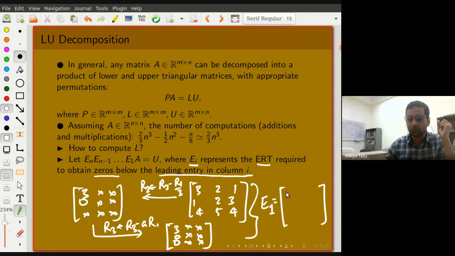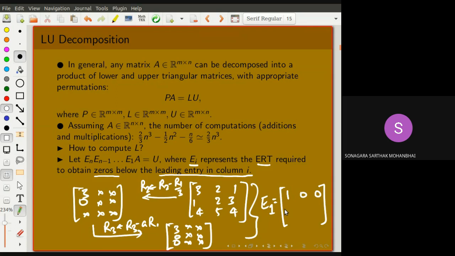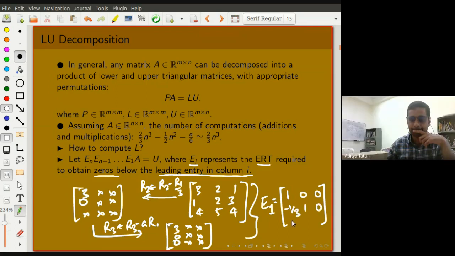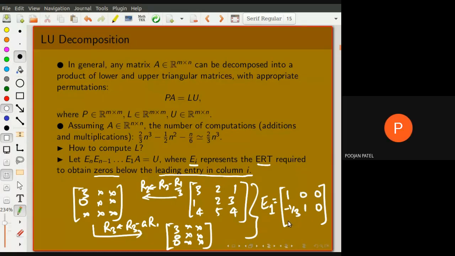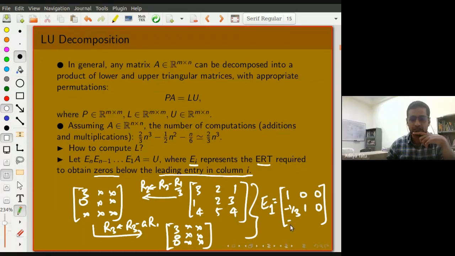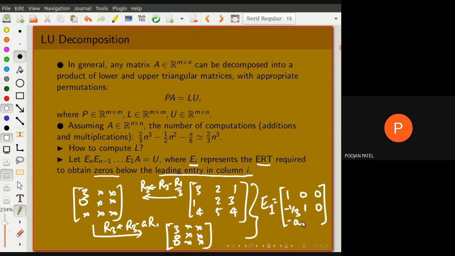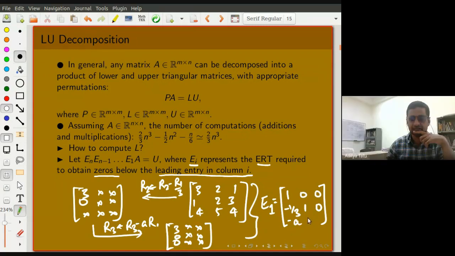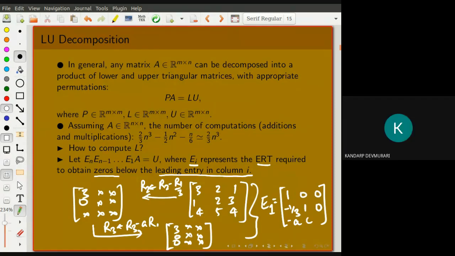Am I doing anything to row 1? No. So 1, 0, 0. How about row 2? What would be the second row? Minus 1 by 3, 1, 0. Row 3? Minus A, 0, 1.